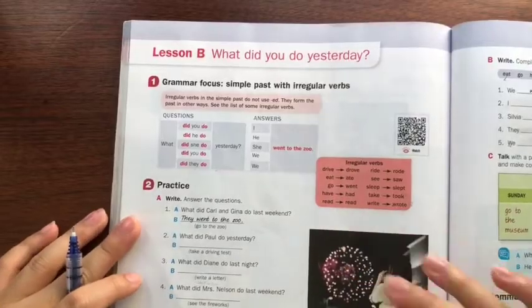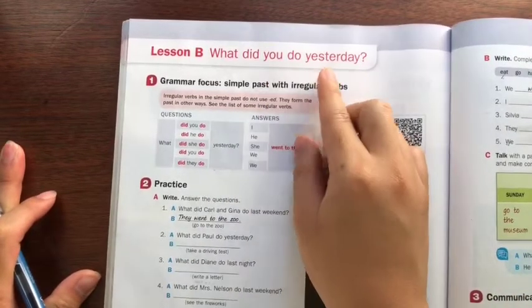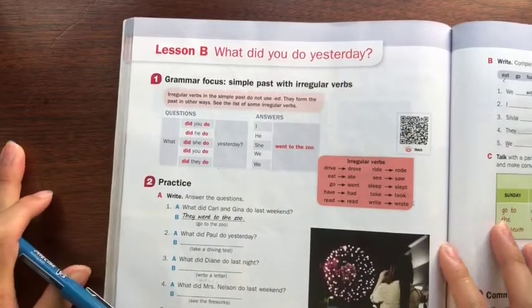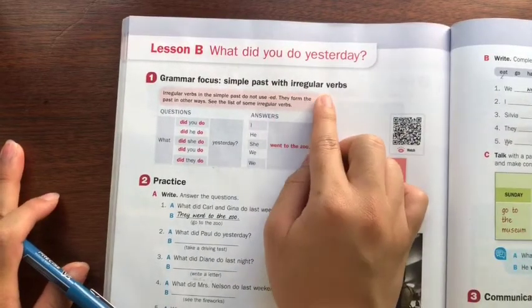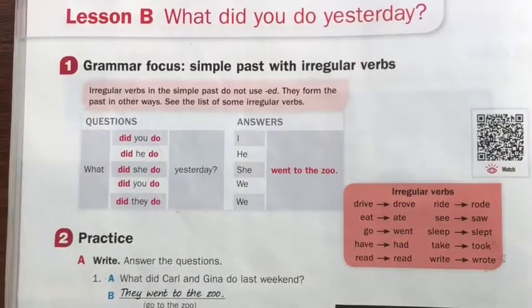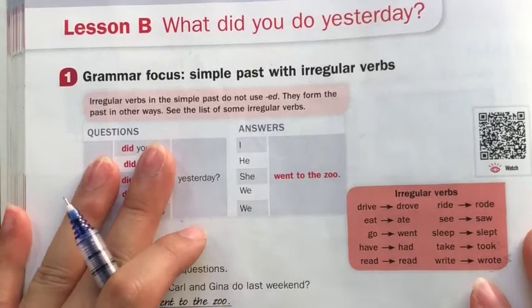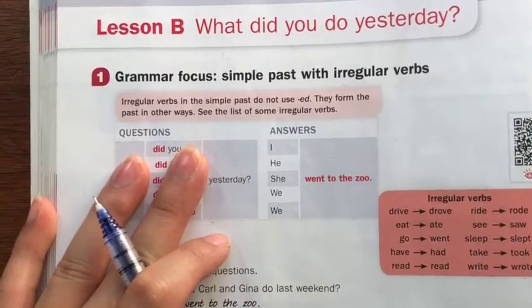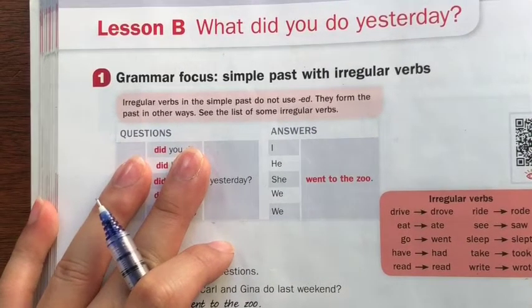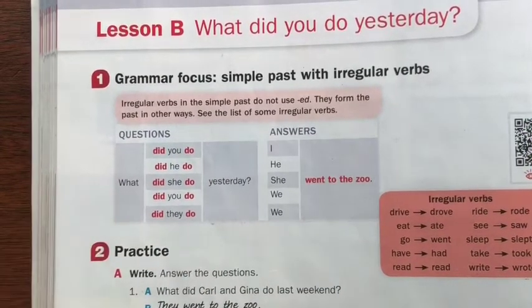Now, let's start Lesson B. Lesson B. What did you do yesterday? So we're working with the past tense and irregular verbs. Remember, irregular verbs do not use ed. They have special words. There is no rule you can follow. You just need to remember them.